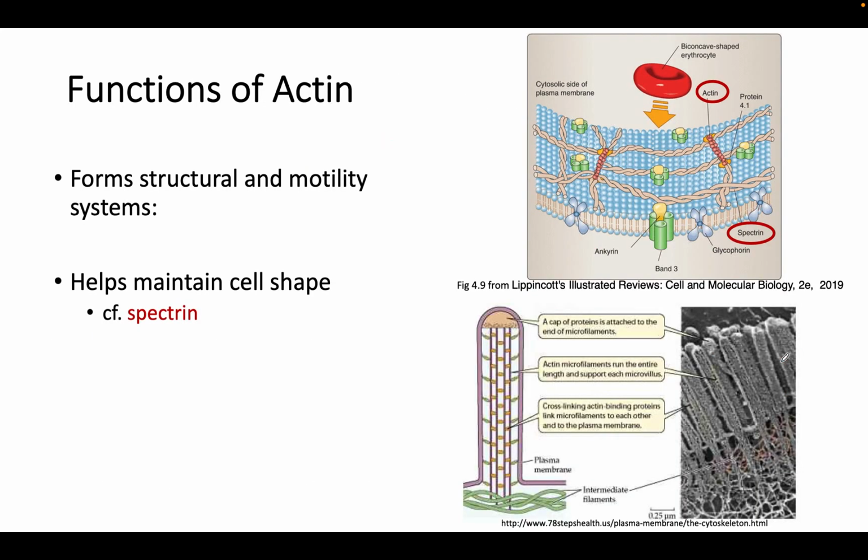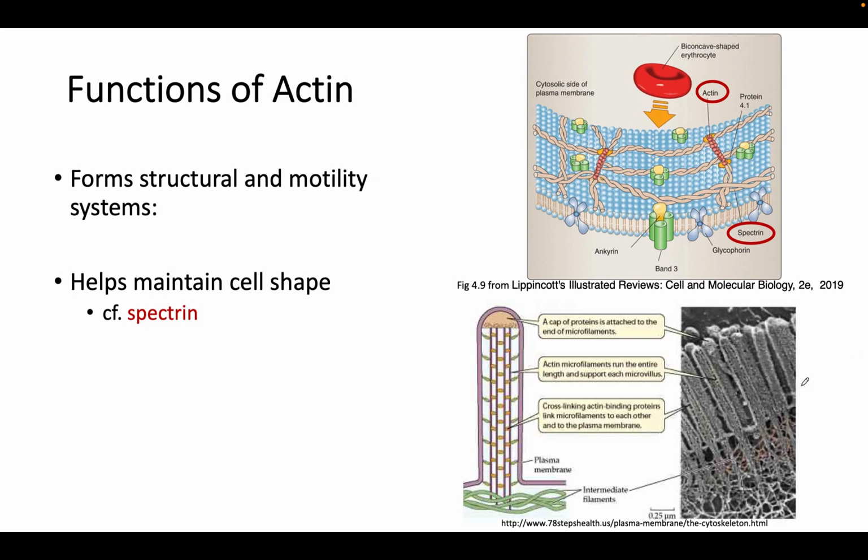Okay, so let's talk about some functions of actin. Major functions: structural, as I've been discussing so far, and motility, as I've also mentioned. First off, helping to maintain cell shape. And I put here a note, cross-reference spectrin. So let's take a look at the picture on the right, the upper picture. There are a bunch of labels there, but I want you to focus just on the two that are in the red circles, actin and spectrin.